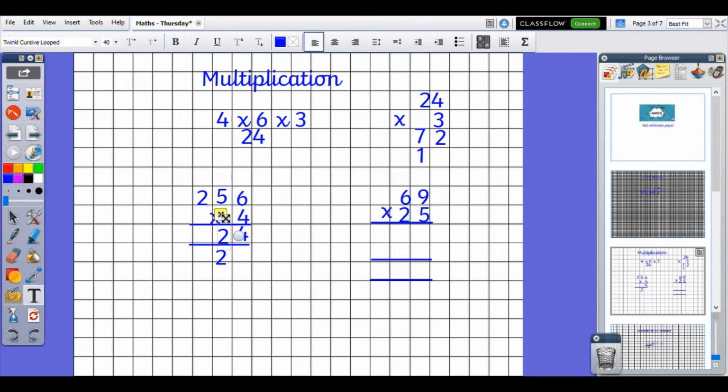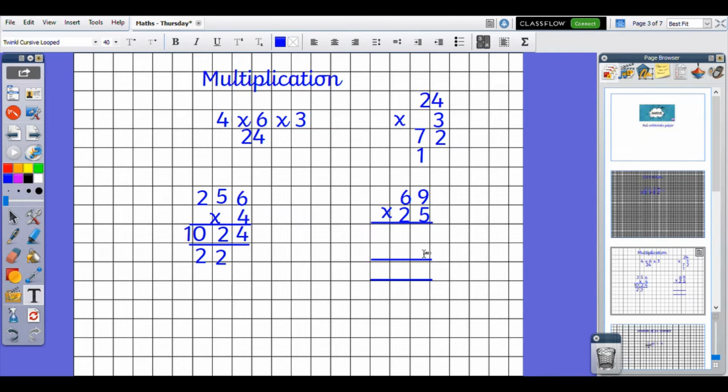I can't have the 22, so I need to leave the 2 in the ones column there and carry the tens number of 22 into the hundreds column. Then I can do 4 times 2, which gives me 8. Add 2 more. I've got no more numbers, so I can put 10 straight in like that. So the answer is 1024.